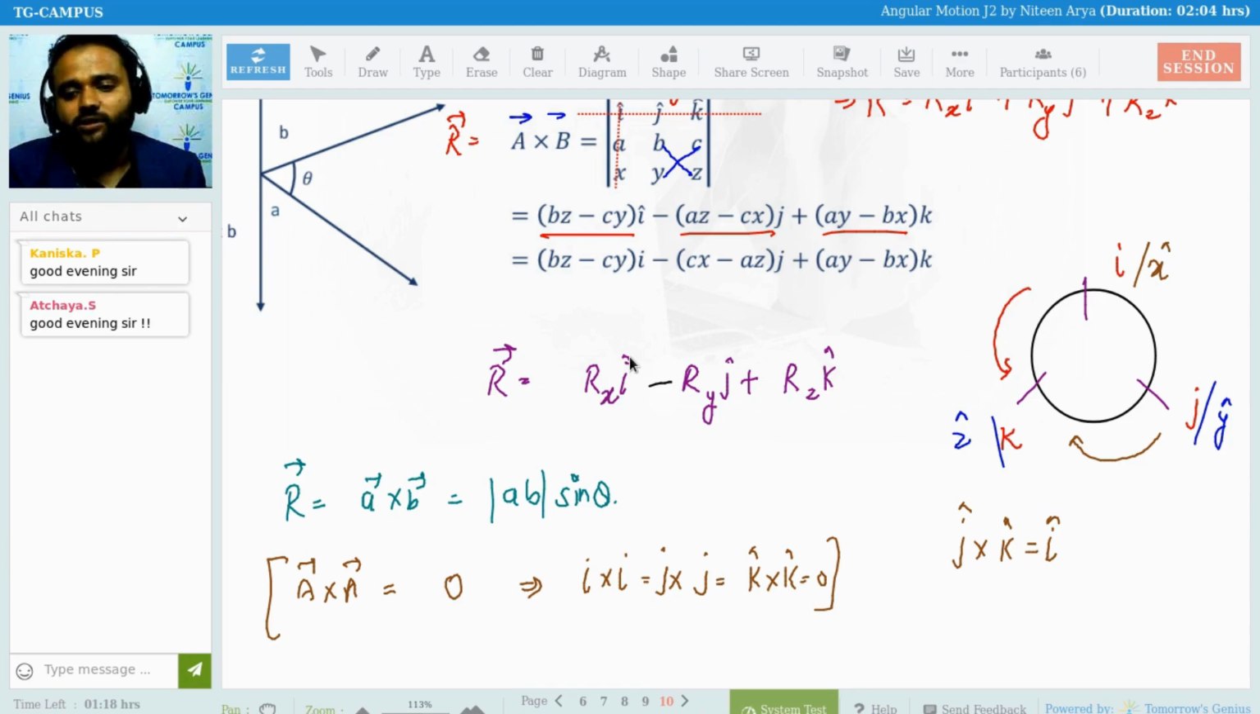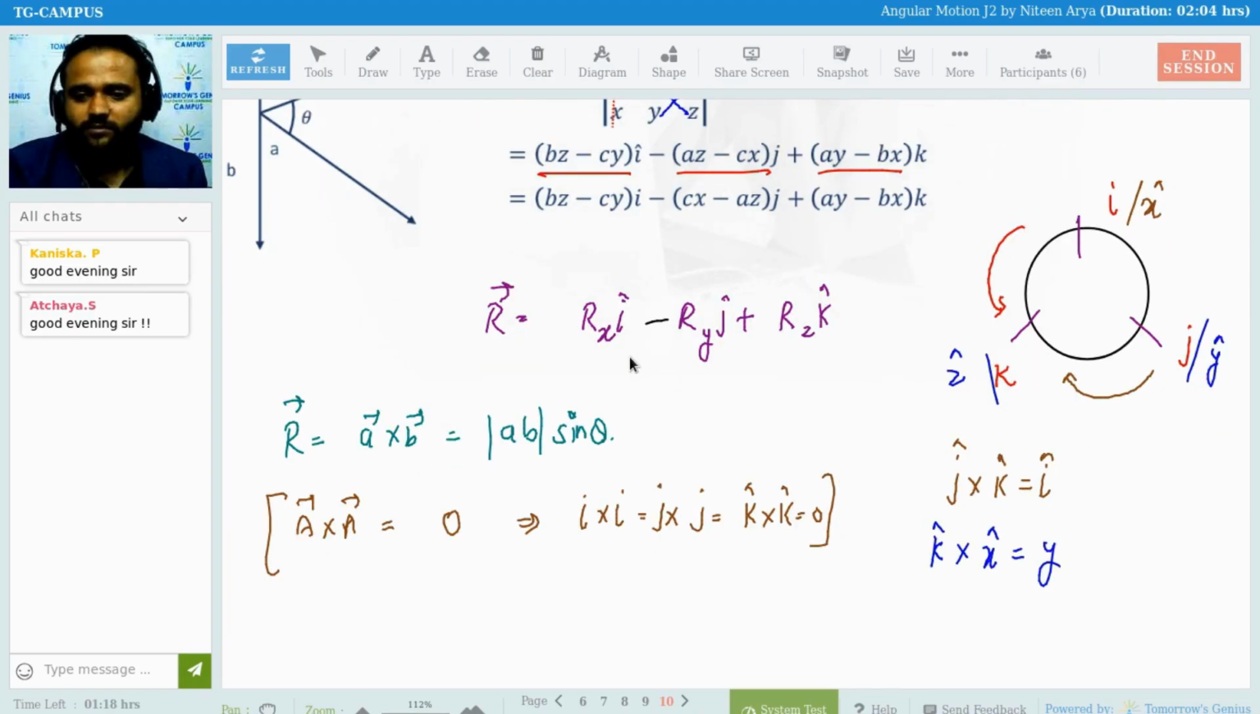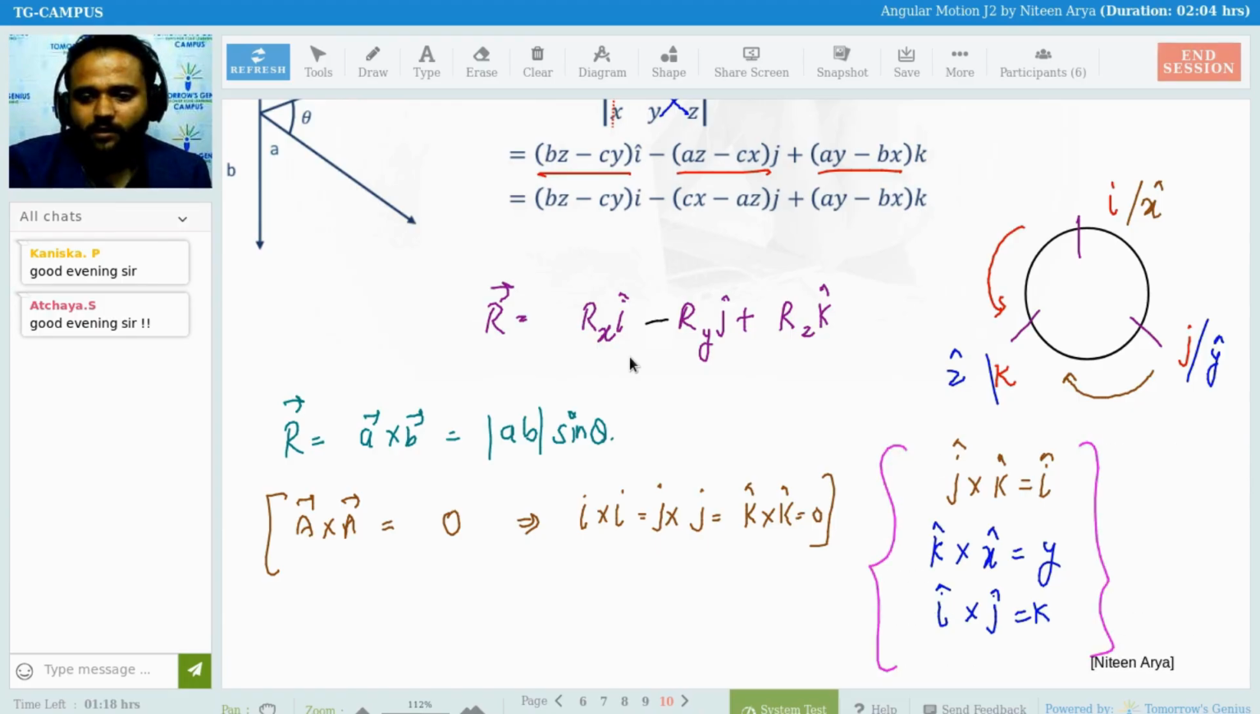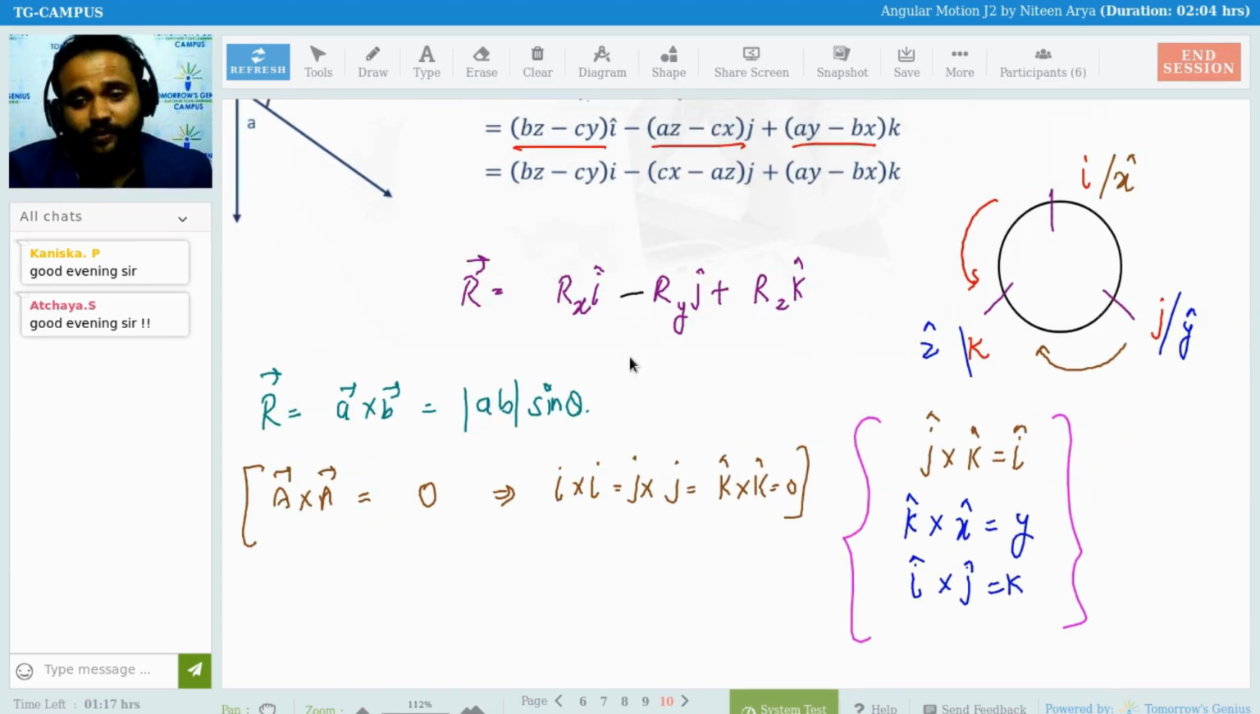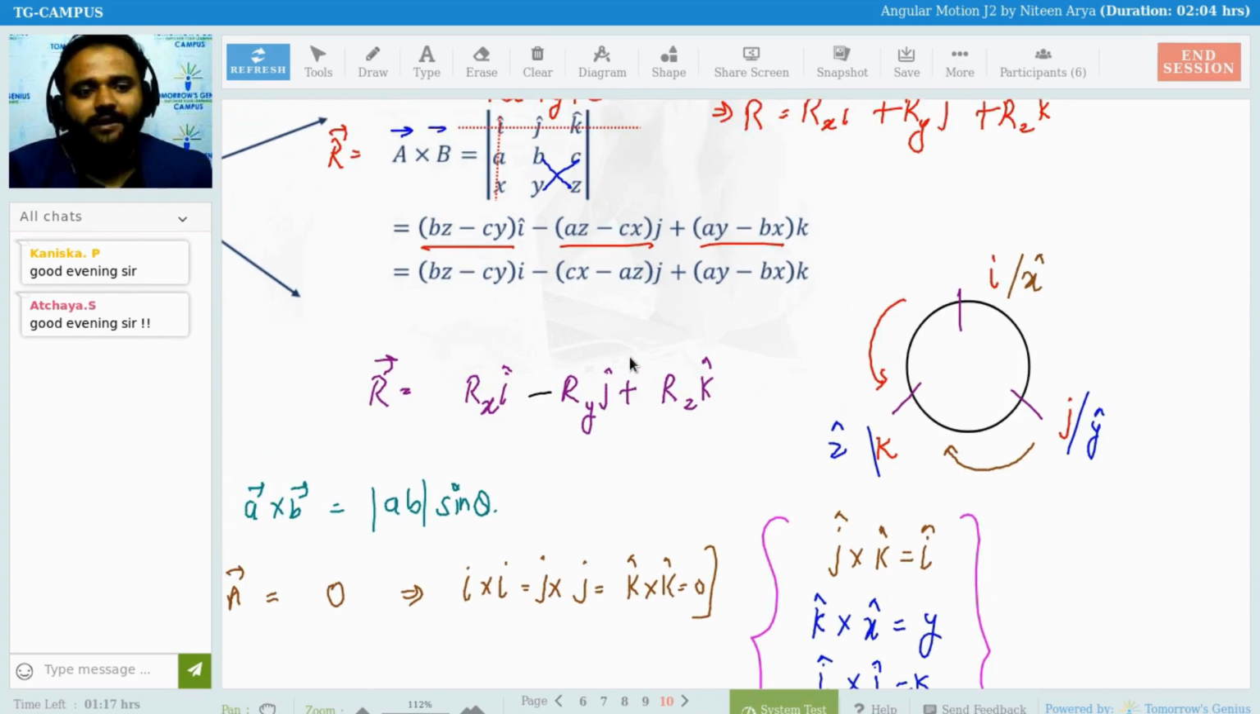J cross k gives me I. In the same way, k cross x gives me y. In the same way, x, which is I, cross j gives me k. So what does it state, or what does it give us? The meaning of this is very simple. For the direction of vector product with this diagram, anti-clockwise we get negative, and clockwise we get positive. Clear?